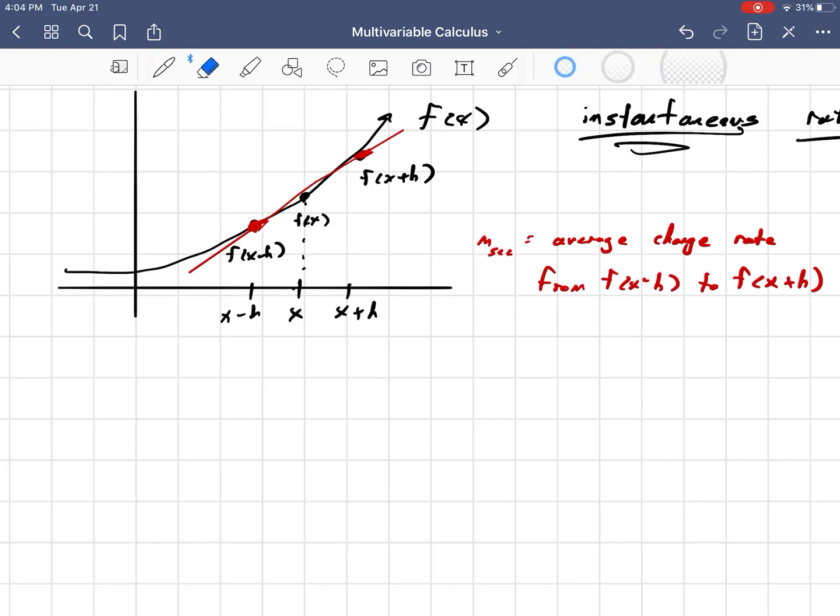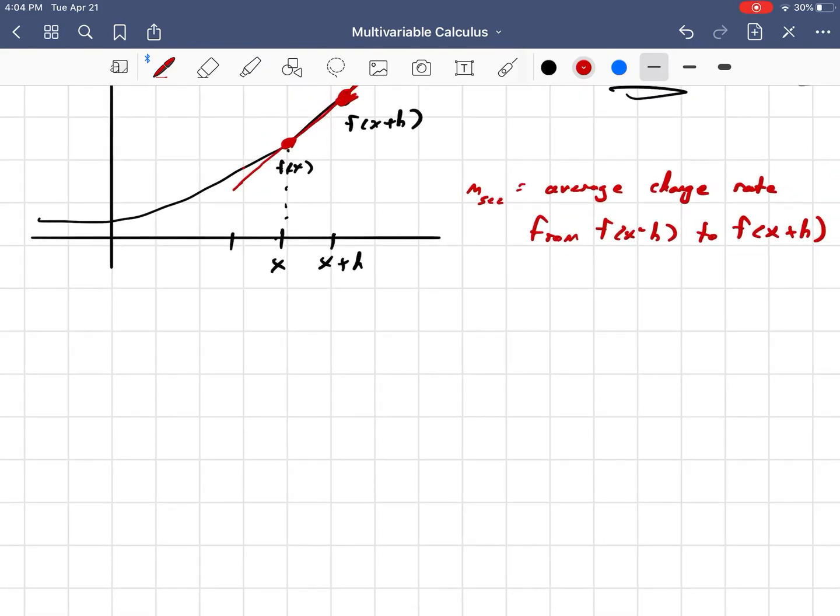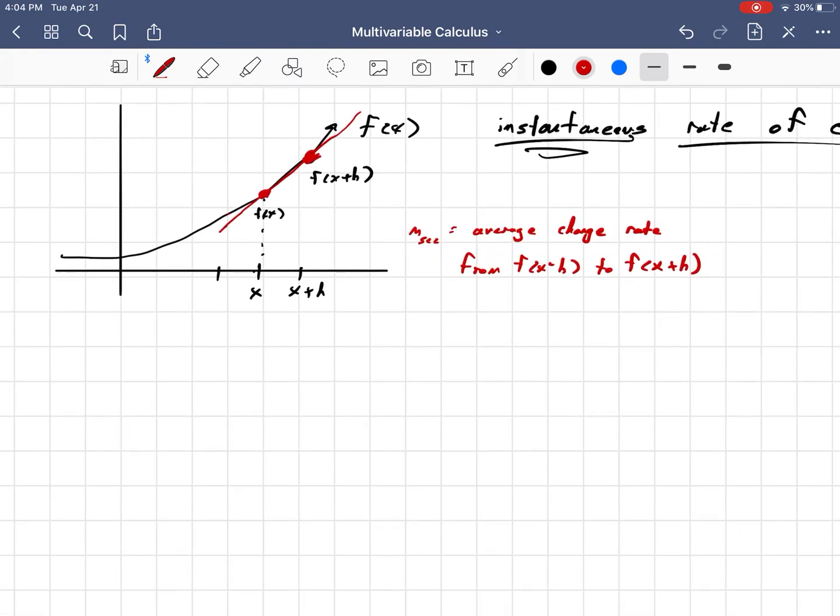Okay, now imagine with me that we were to let h get smaller and smaller and smaller. And for now, let's just get rid of f of x minus h. We don't really need that. Let's just consider the secant line intersecting at these 2 red points here.